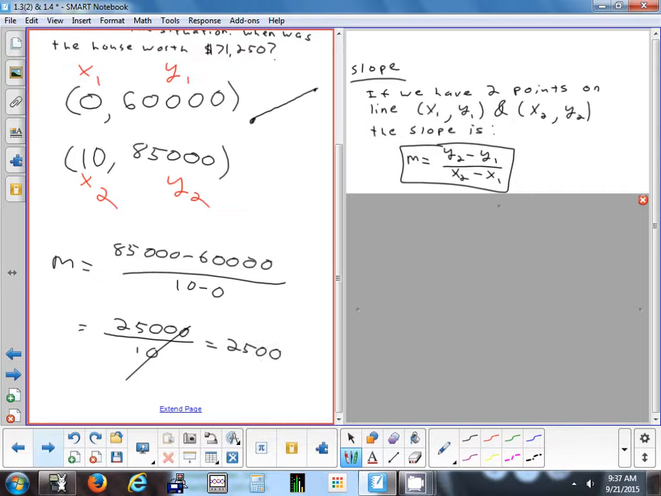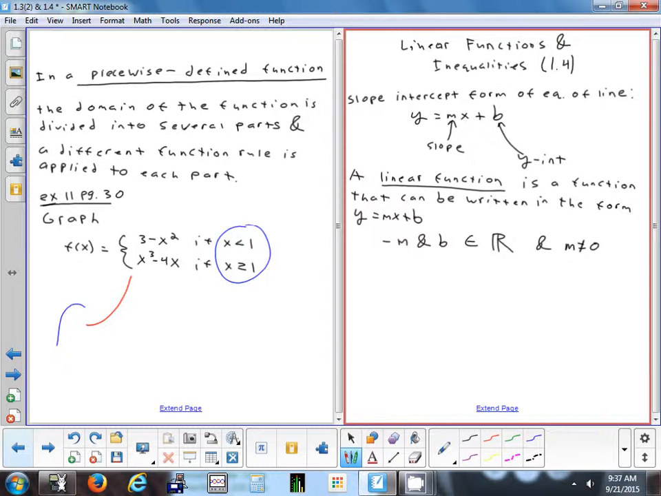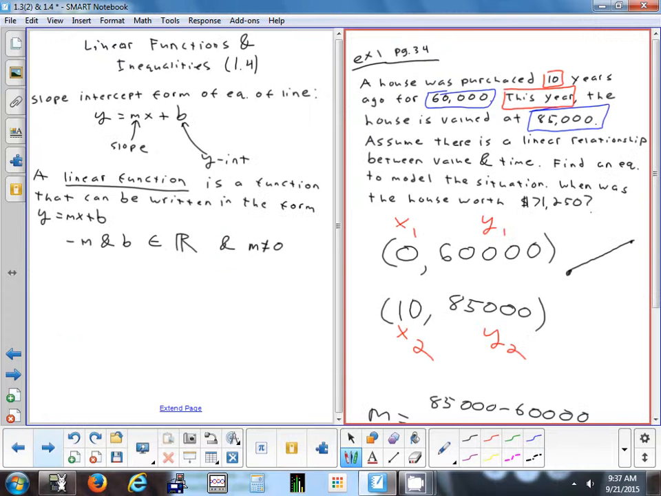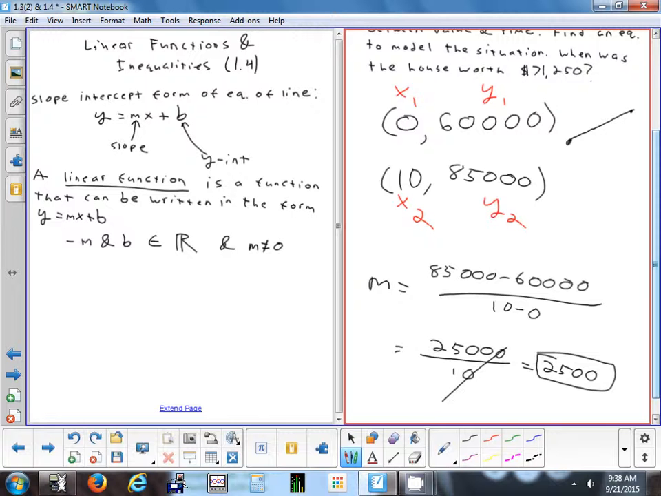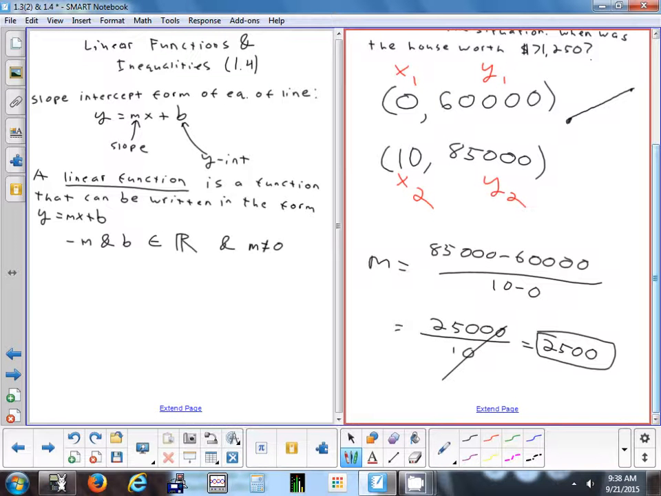Okay, that's my m in that equation. Now I need my b. Well, the b is the y-intercept. Okay, when x is 0, what's y? 60,000. There's your y-intercept. That's where it crosses the y-axis. When x is 0, go up 60,000, put a dot. That's going to be your point on the y-axis. In which letter is that again? 60,000?